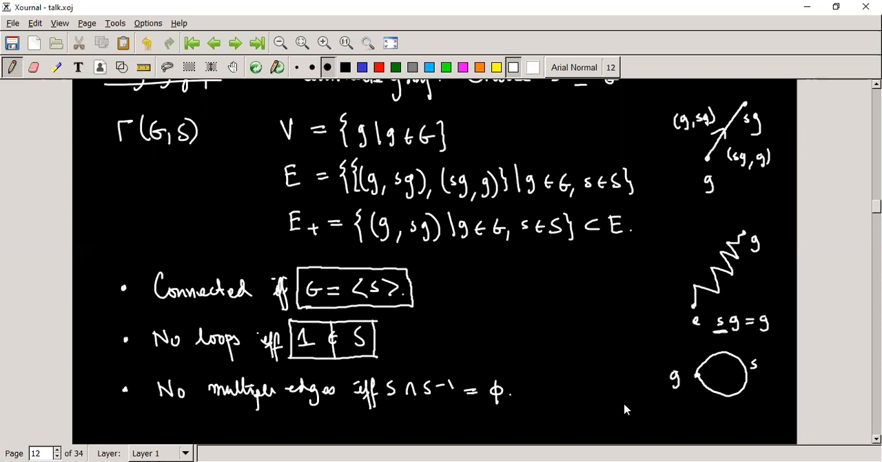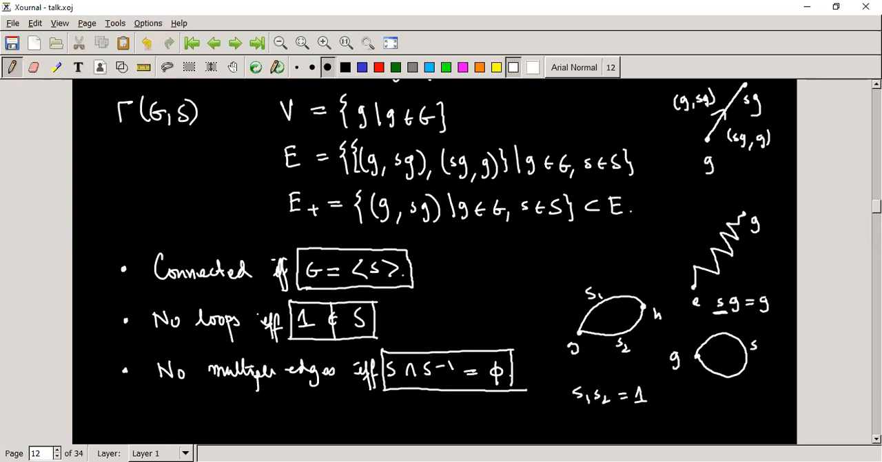No multiple edges. So when are there multiple edges? There are multiple edges if this situation occurs. So G and H are here, and you're multiplying by two things. GS1 equal to H and GS2 equal to H will imply S1 equals S2, so that cannot happen. But it can happen that HS2 equals G, right? That would happen if and only if S1 S2 equals identity. But suppose that S and S inverse intersect trivially. So if you have an element of S, then its inverse is not there anymore. If you demand that, then there are no multiple edges. So we're done. So that's Cayley graphs.